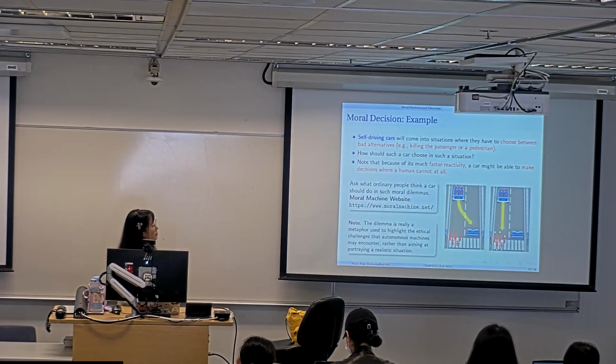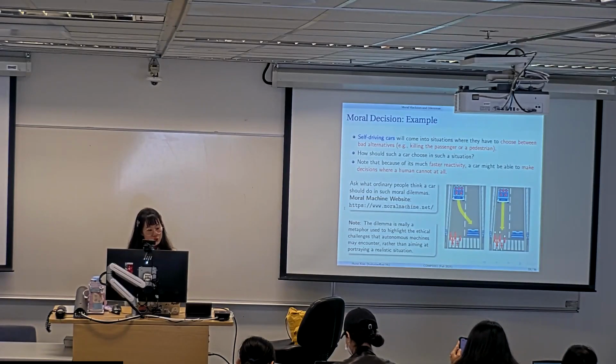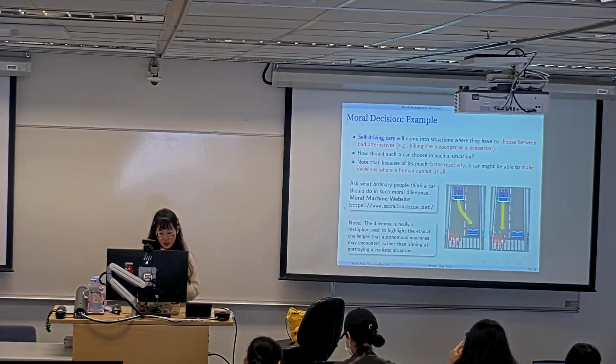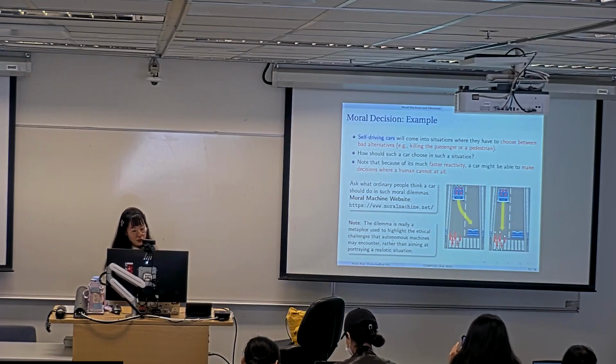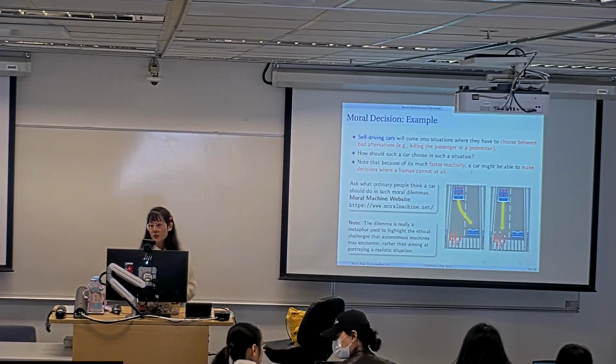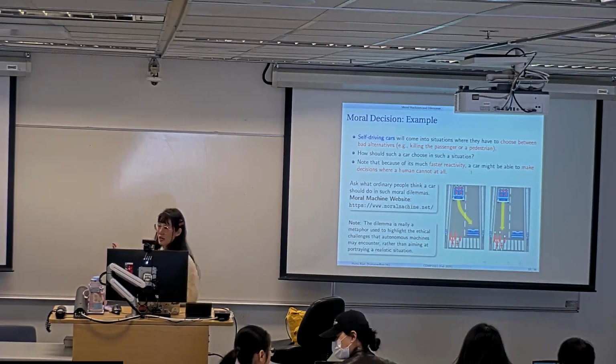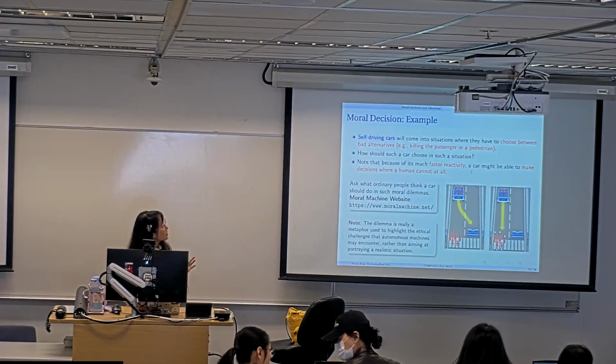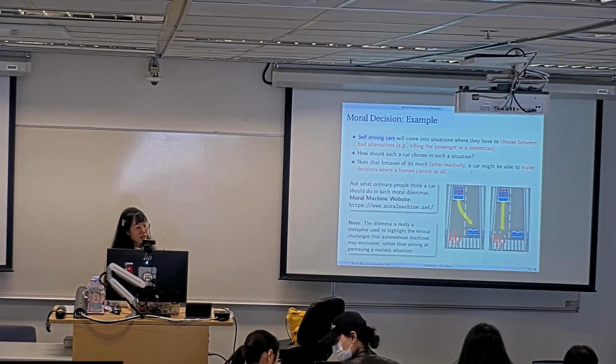Note that the dilemma, even though we see that sometimes we have to face it, is really just a metaphor to highlight the ethical challenges. Just like the trolley problem, it's just a metaphor, not some real-world situation where you have to make the decision right now. It's just some ethical challenges that autonomous machines may encounter, rather than aiming at portraying a realistic situation. In other cases, of course, we don't hope the situations happen like this. All right, so that's all about the Moral Machine.